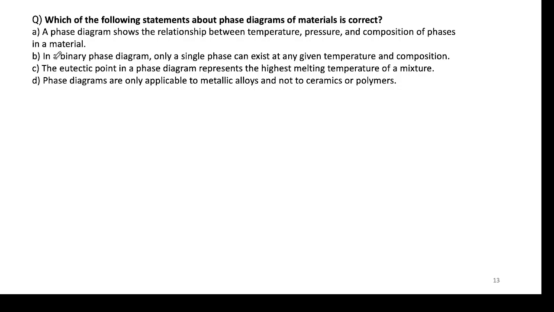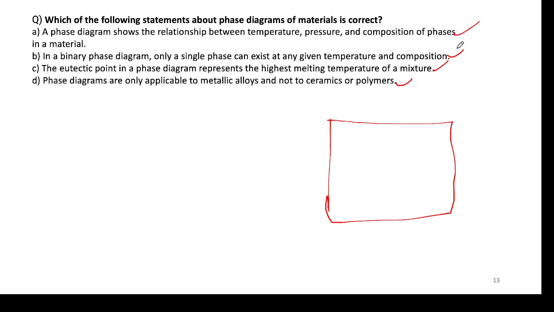Which one of the following statements about the phase diagram of a material is correct? Just now we have seen what the phase diagram is, or maybe you have studied in class what a phase diagram is. A phase diagram shows the relationship between temperature, pressure and the combination of phases in the material. In a binary phase diagram, only a single phase can exist at any given temperature and composition. The eutectic point in the phase diagram represents the highest melting temperature of the mixture. And phase diagrams are always applicable to metallic alloys and not for ceramics or polymers.